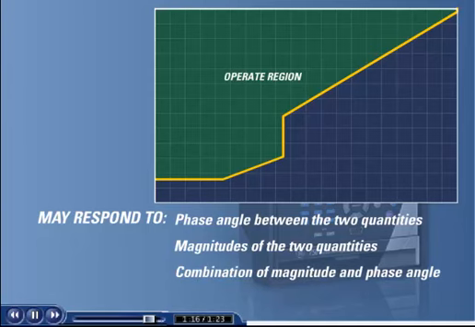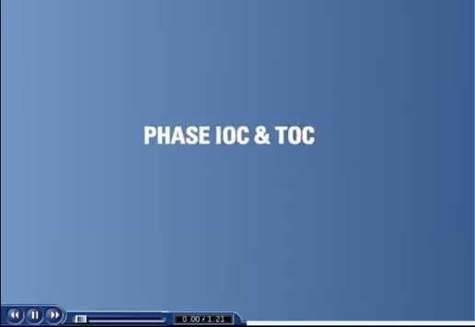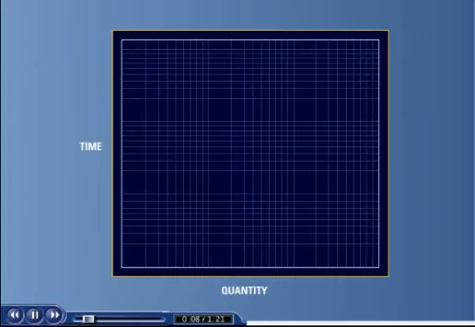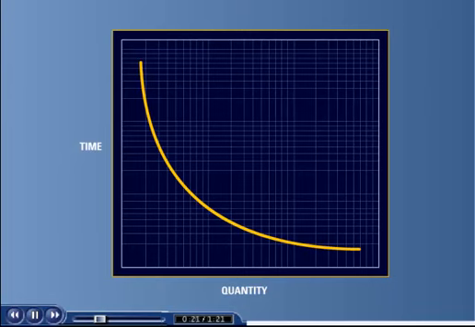In protective relaying, it is common to use an operating characteristic to show the relationship between the quantities that will cause the relay to operate. As stated earlier, if only one measured quantity is used, the protective element will respond to the measured quantity over time. The operating characteristic will take the form of a graph with the measured power system quantity plotted on the x-axis against time on the y-axis. The graph, or operating characteristic curve, clearly demarcates the boundaries between three regions.